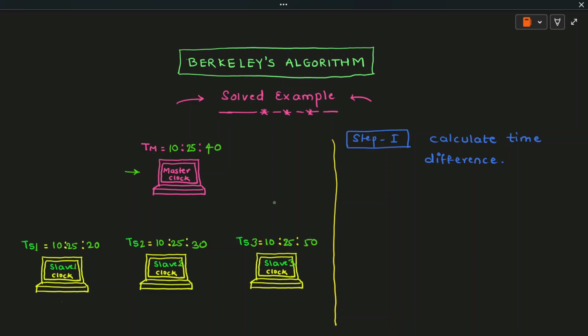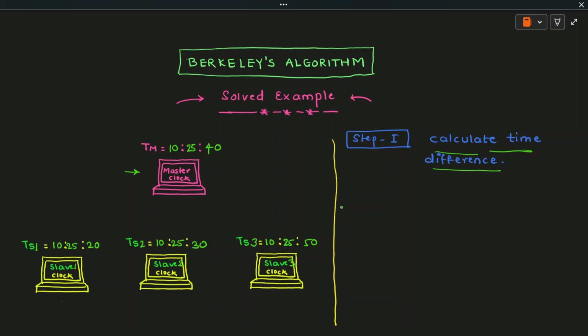Now if you see the timings of the master as well as the slaves, there are differences between these timings. So we need to synchronize these timings, and for clock synchronization between the master and slave clocks, we will find a solution with the help of the Berkeley algorithm. As we have seen in the video, the Berkeley algorithm works in 3 steps. In step number 1, we are going to calculate the time differences.